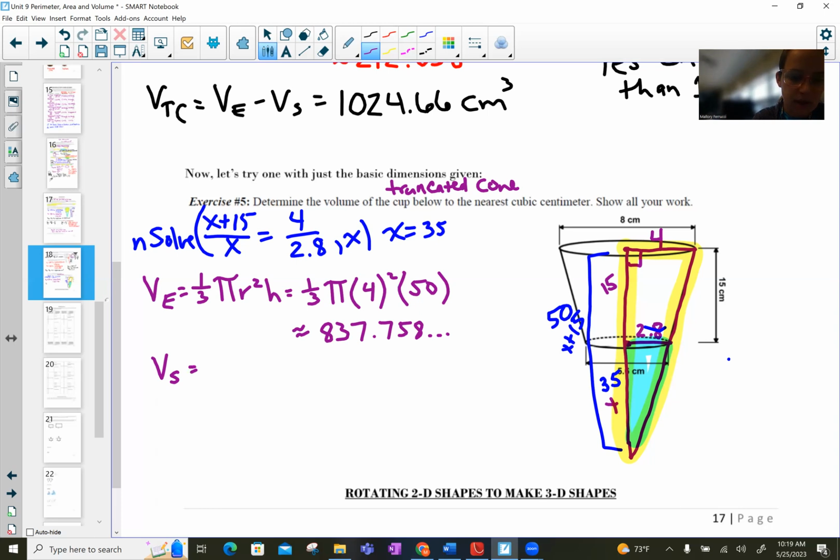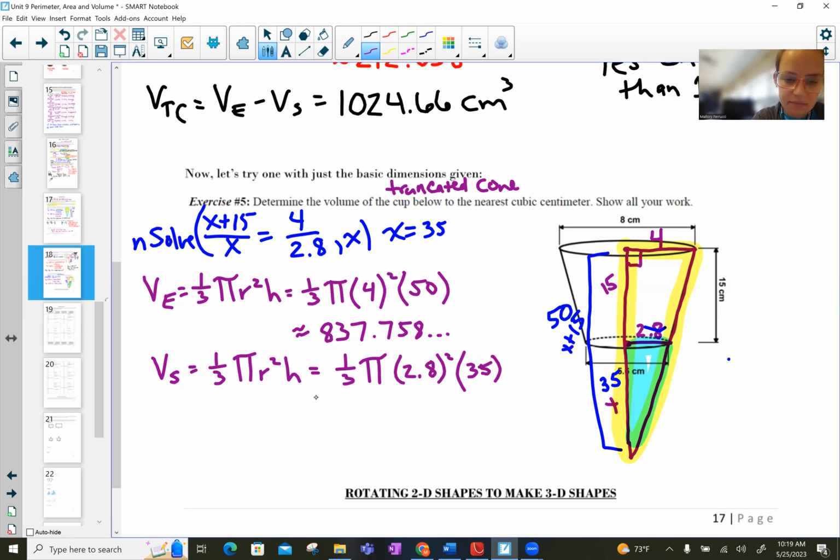The volume of the smaller is, again, it's still a cone. So it's 1/3 pi r squared h, which is 1/3 pi times 2.8 squared times the height of the smaller, which is 35. And again, I've already done this. So hopefully you guys are comfortable plugging it in. I'm just trying to save some time.